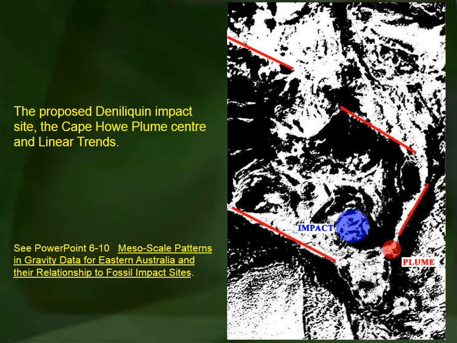Here, one of the circular features is proposed to be the Deniliquin impact site. As well, we have combined the proposed Cape Howe plume and the linear features mentioned previously.